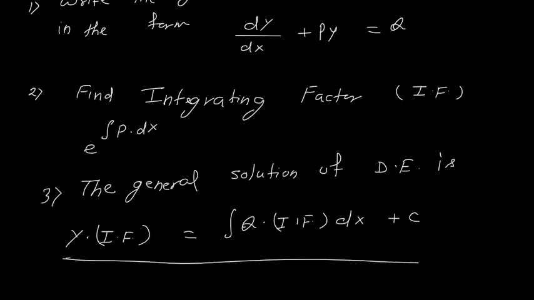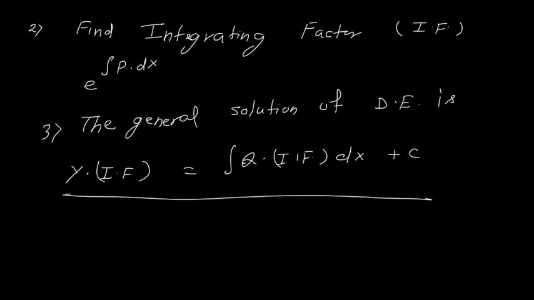So three steps, only three steps. What you have to do? You have to write your given equation in the linear differential equation form. You have to find the integrating factor, and then you have to write the general solution as y into integrating factor is equal to the integral of q into integrating factor dx plus c. Okay, that's it. Now this is one form of linear differential equation.